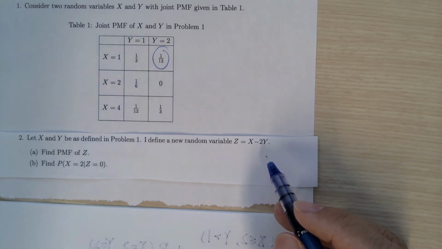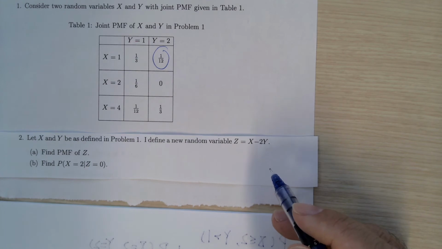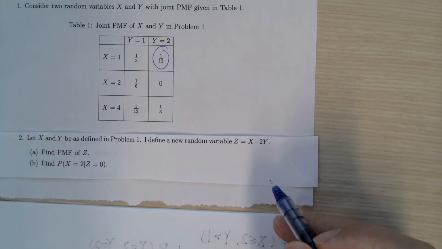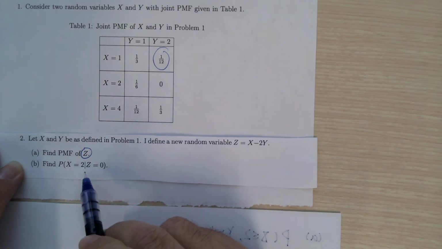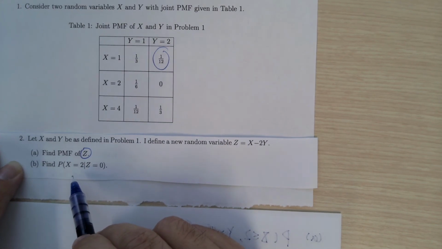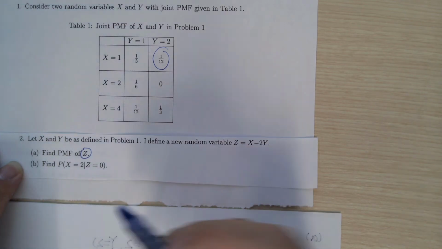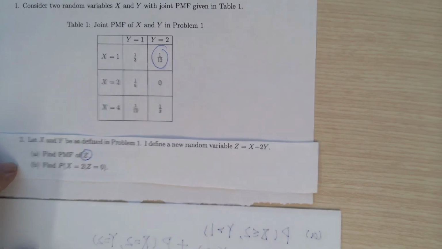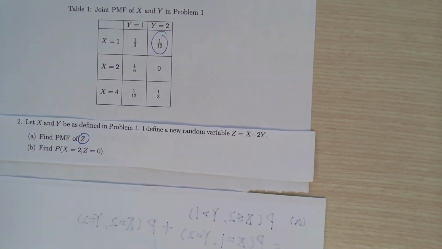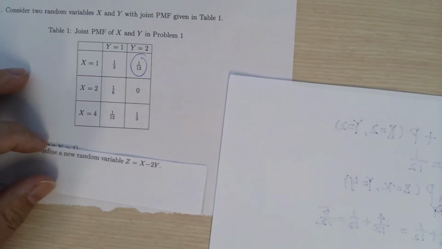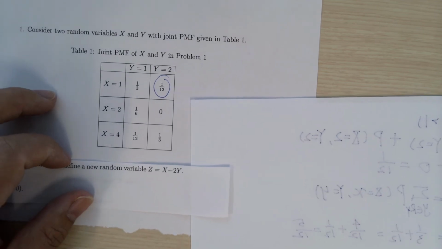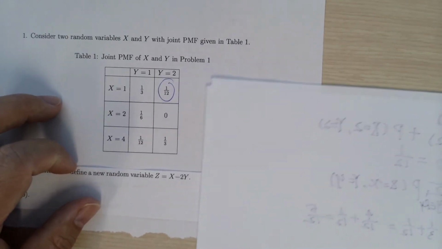Okay, and then we can figure out what the PMF for Z is first, and then what is the conditional probability that X equals 2 given that Z equals 0. Okay, so that's the problem. So, let me put it here. Hopefully you can still take a look at this.